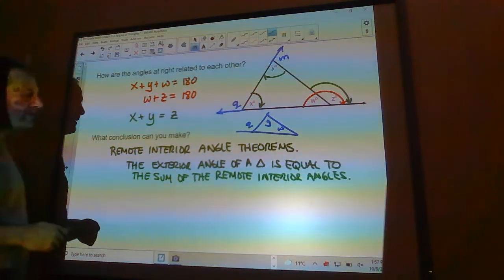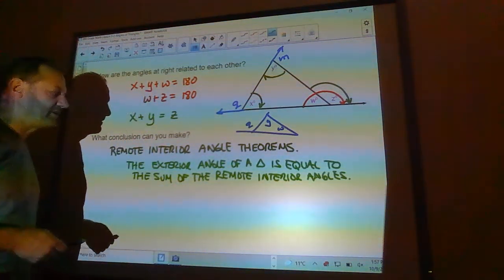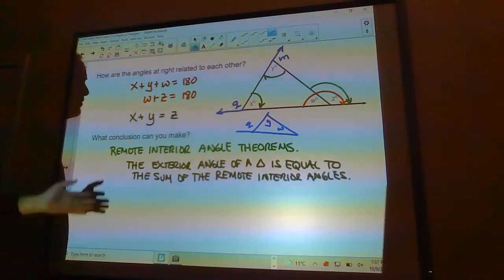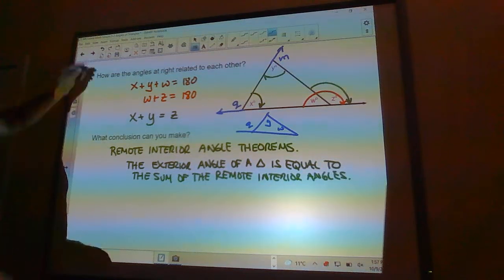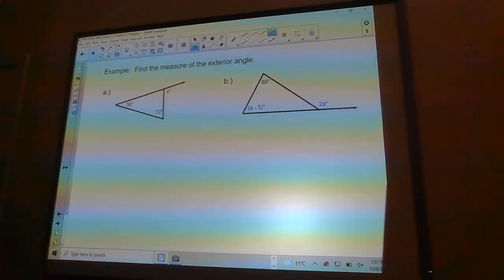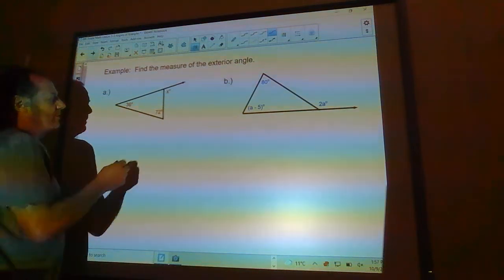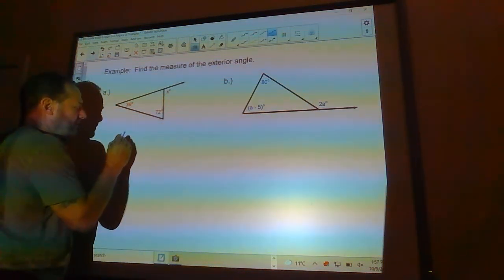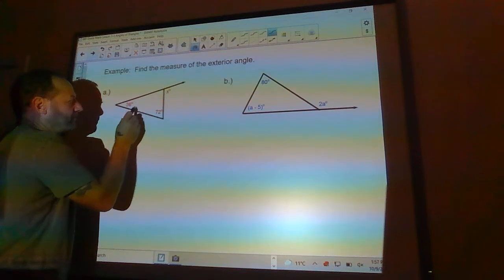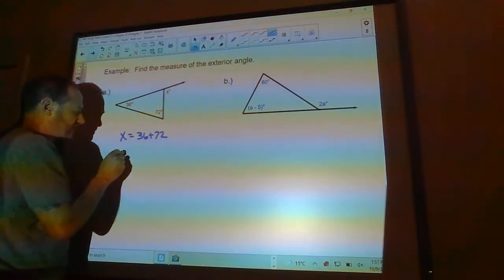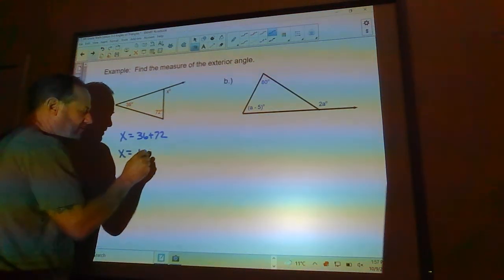Okay, so it's a pretty easy theorem. I don't care if you know the name, but you should know how the theorem works. Okay, so if I look here, what is angle X equal to? Well, angle X is going to equal the sum of the two remote interior angles, so that's going to be 36 plus 72, so X is going to equal 108 degrees.